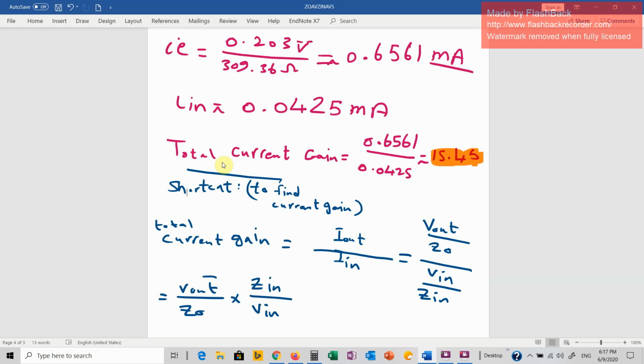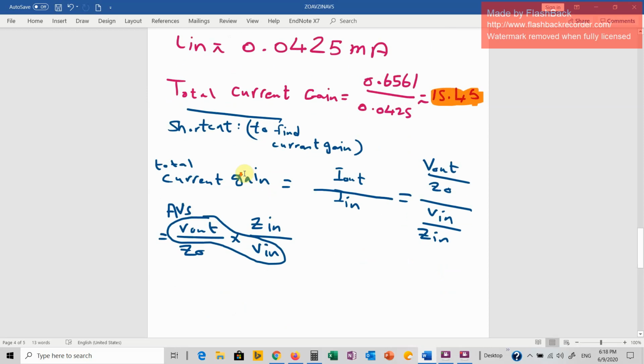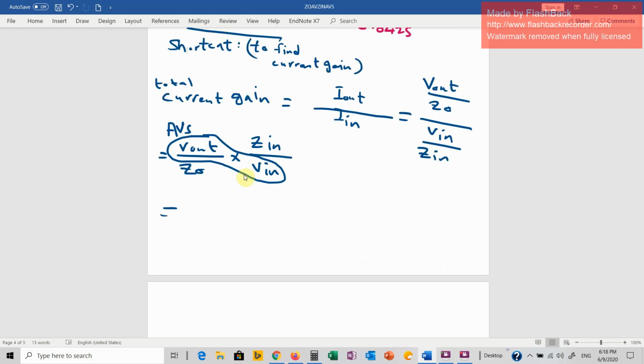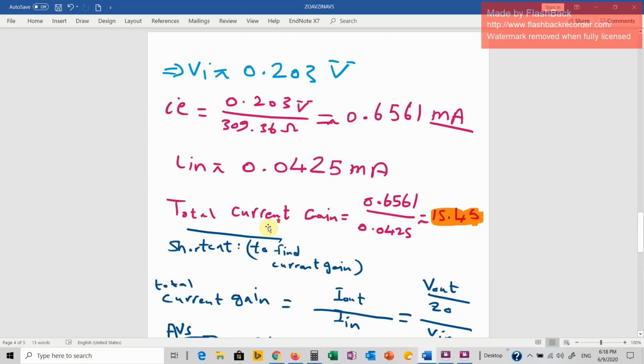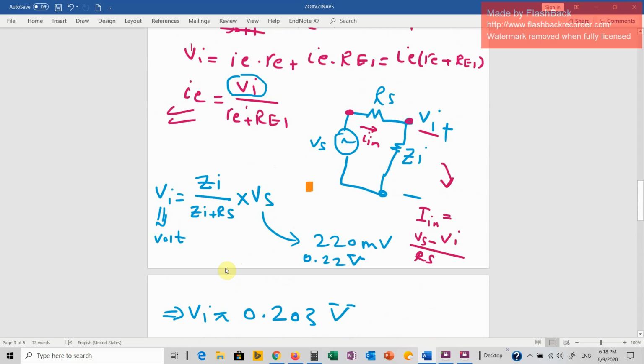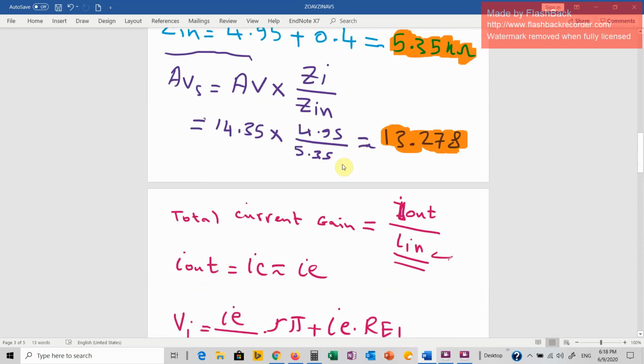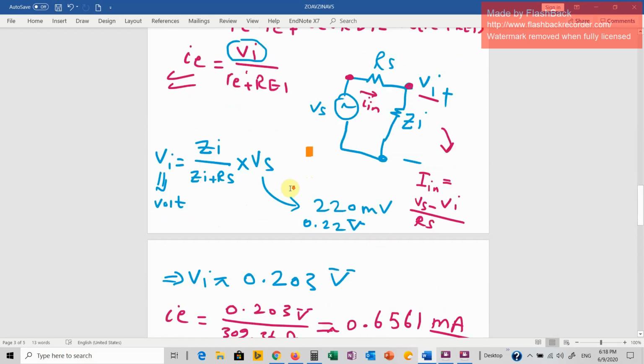Now, V out by V in is the total voltage gain, times Z in by Zo. So this is going to be total voltage gain times Z in by Zo. Now, if we substitute AVS and Zin and Zo, we should get a similar answer. So AVS, we got it. The total voltage gain is 13.278.